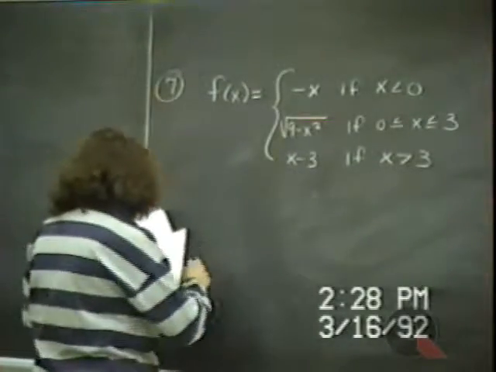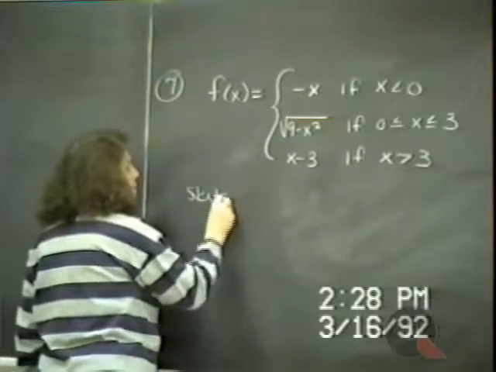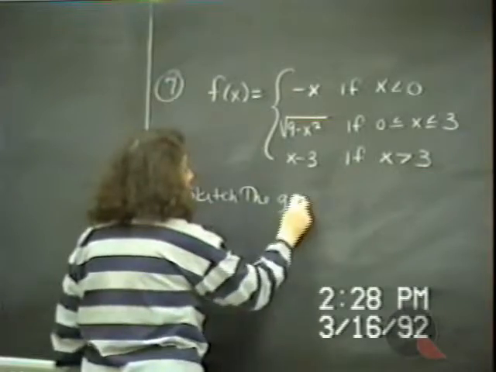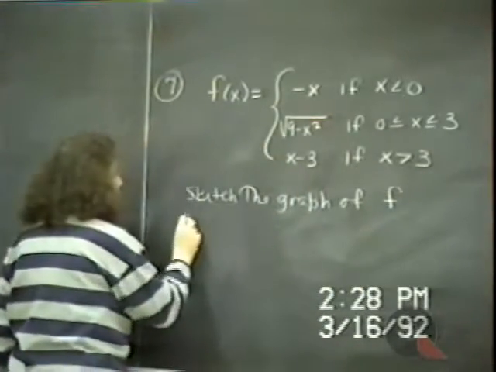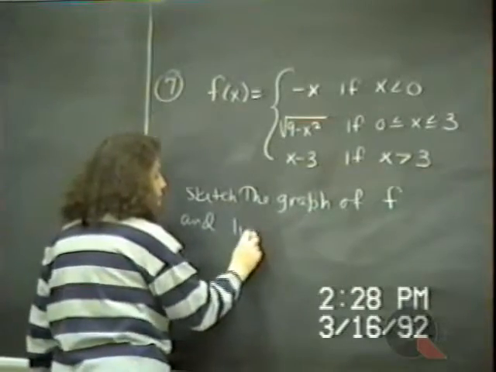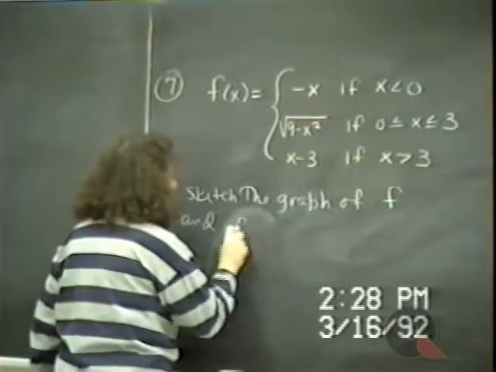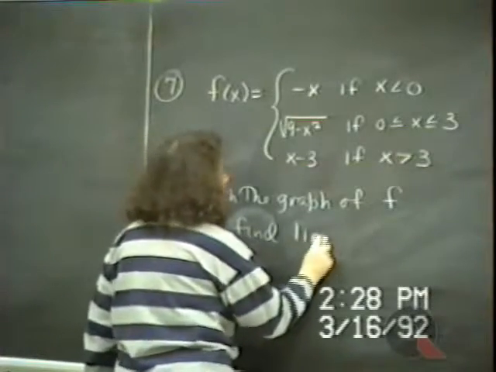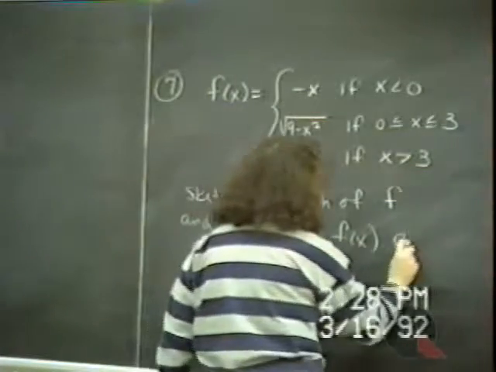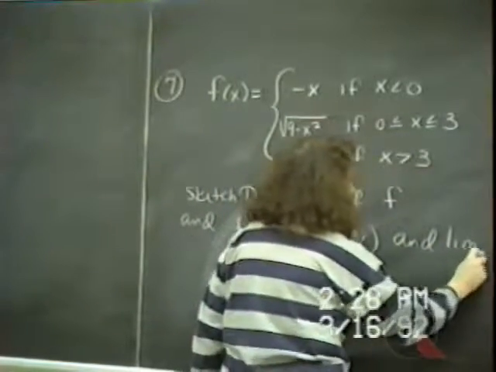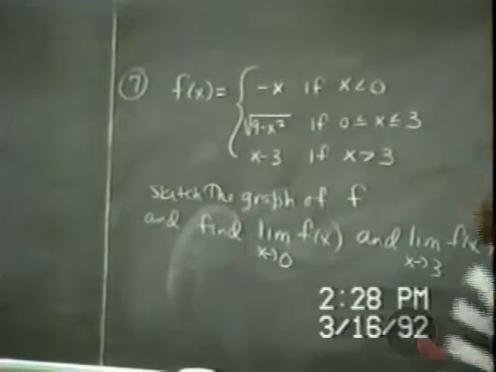I'm interested in this particular problem. I want to sketch the graph of this function f and evaluate the limit, okay, and find the limit of f of x as x approaches 0 and the limit of f of x as x approaches 3.